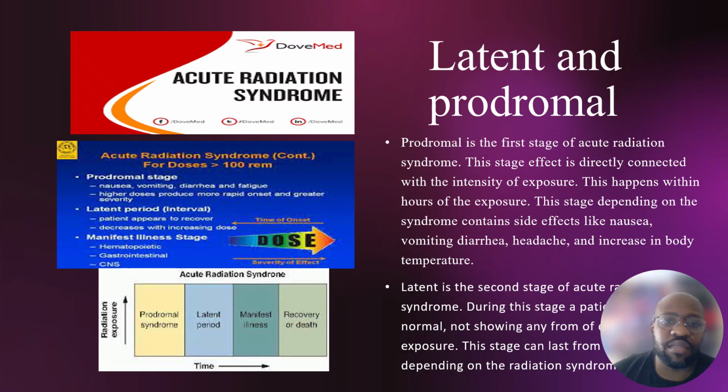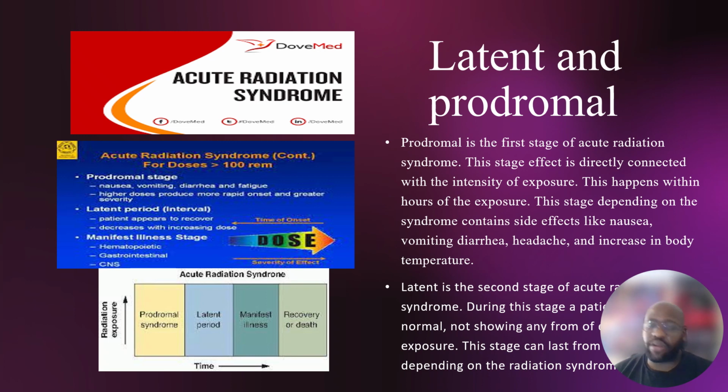So latent and prodromal stages are a part of acute radiation syndromes. So hematopoietic, gastric, and central nervous system. The prodromal stage is the first stage. This happens immediately after exposure. Within a couple hours to a couple days, a person can be vomiting, have diarrhea, headache, increase in body temperature, and then they go into the latent stage.